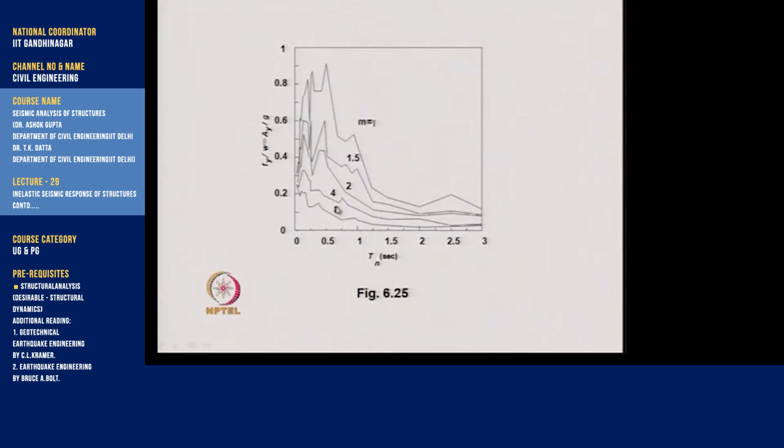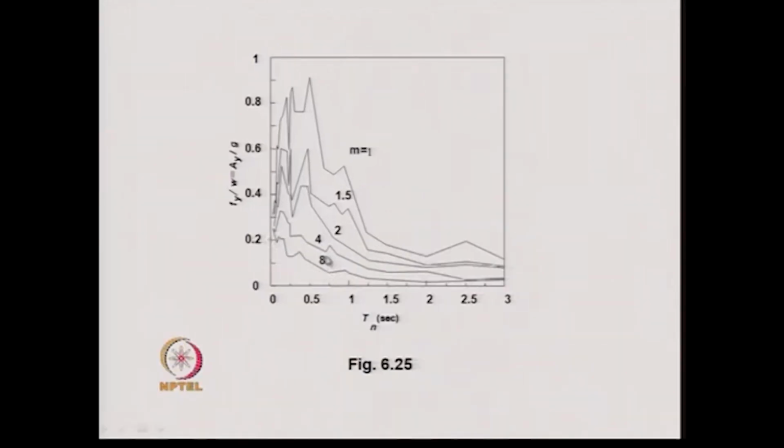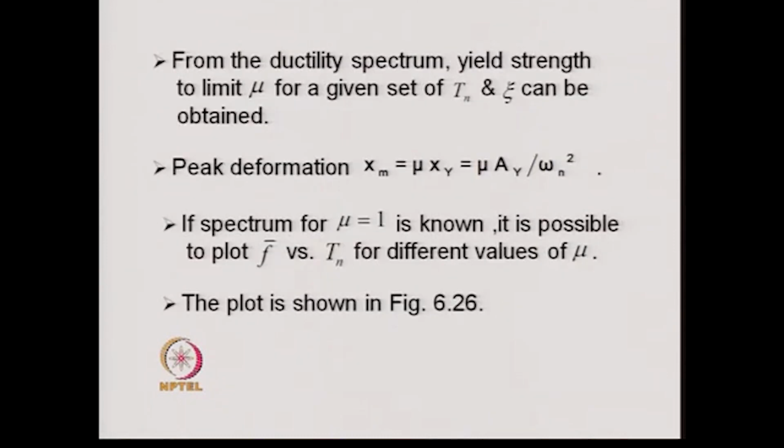We can see the inelastic accelerations for different values of mu plotted here, and one can see that for higher values of mu, the value of the spectral acceleration is drastically reduced compared to the elastic response spectrum. So, as the system goes into the inelastic range, the effective force that is coming onto the system gets reduced. From the ductility spectrum, yield strength to limit mu for a given set of Tn and xi can be obtained.